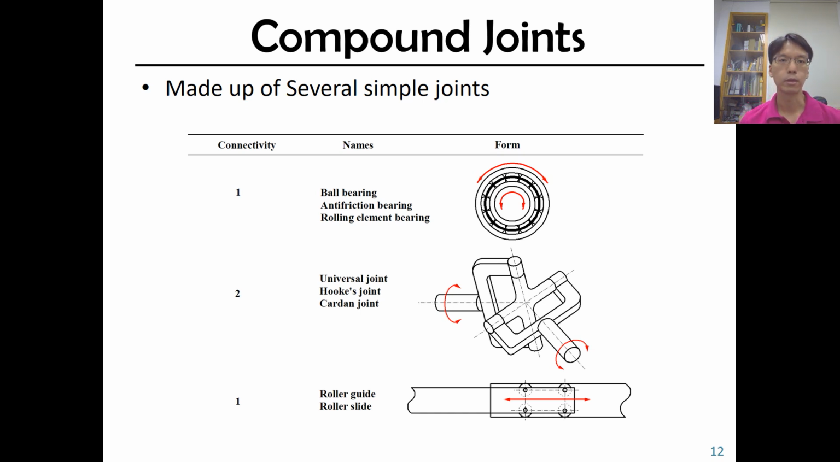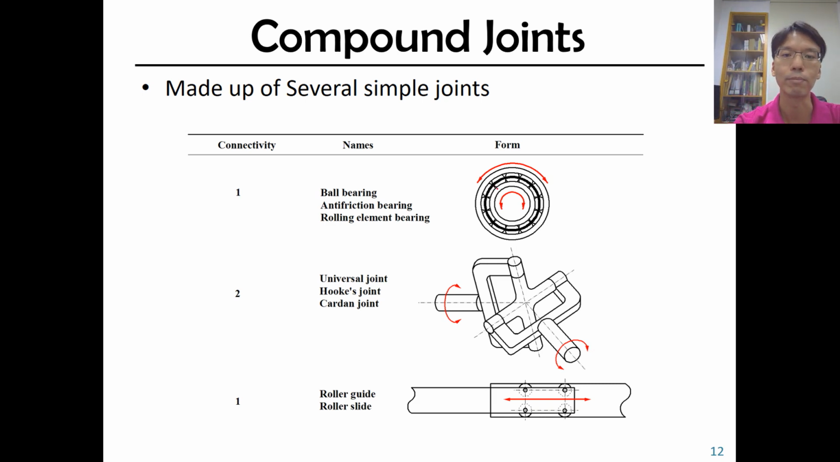And here comes the compound joint. A compound joint works like a certain joint, but if you take a look inside of this joint, it's not the original joint. It sounds a bit complicated.